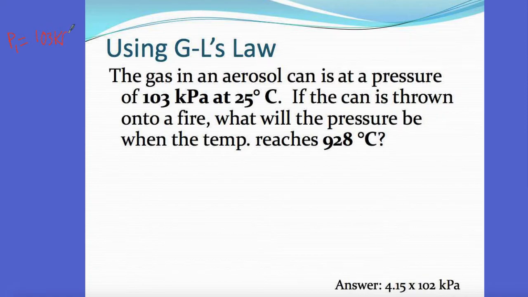103 kPa. And the temperature 1 equals 25 degrees Celsius. Okay, so P2, T2 equals, and we'll call that X, 928 degrees Celsius. Okay, 273 plus 25 is 298. And then 928 plus 273, let me write it down, is 1201.